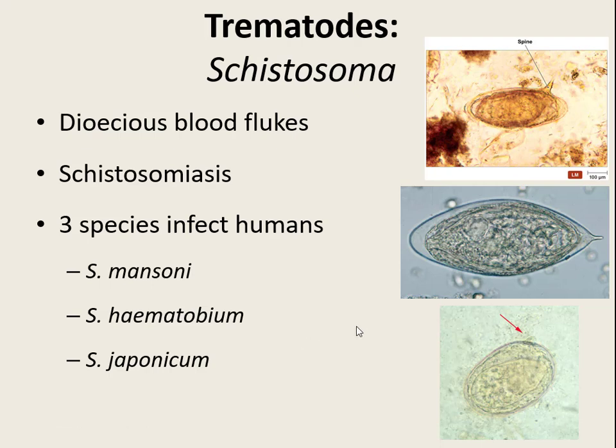Another of our trematodes is the schistosoma. These cause the disease known as schistosomiasis. They are dioecious blood flukes. What dioecious means is that in the adult stage, we have males and females.